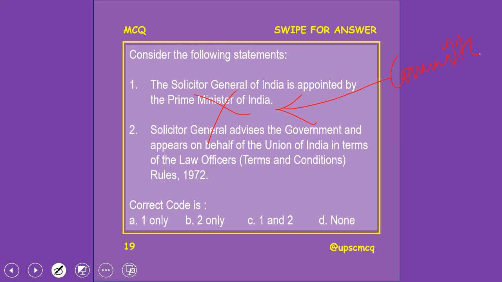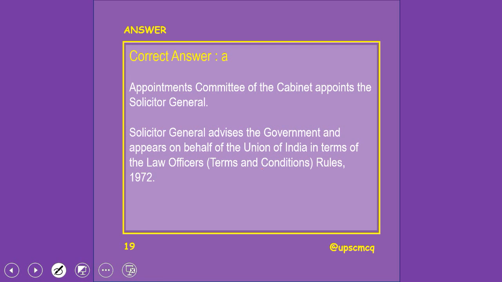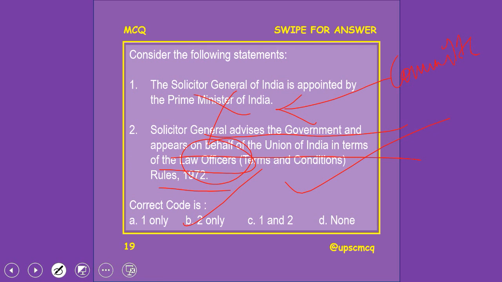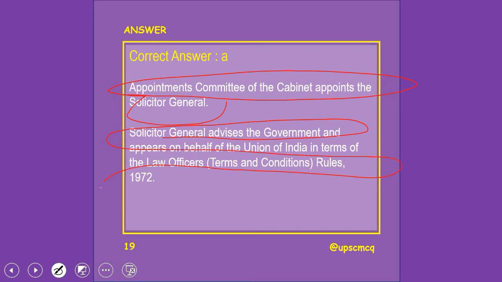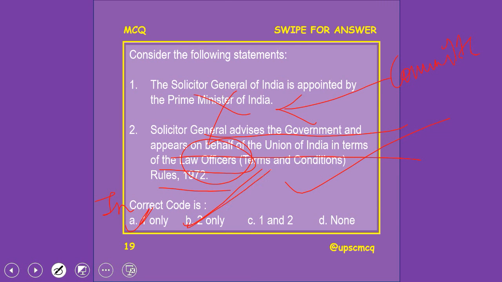Now, Solicitor General advises the government and appears on behalf of Union of India in terms of Law Officers Rules 1972. This is correct. B should be the correct answer, not A. Or the question should be in incorrect code as 1. The Appointments Committee of the Cabinet appoints Solicitor General. Solicitor General advises the government and appears on behalf of Union of India in terms of Law Officers Rules. This is correct. Correct answer should be B if it is correct code, and if it is incorrect code, then it should be A.